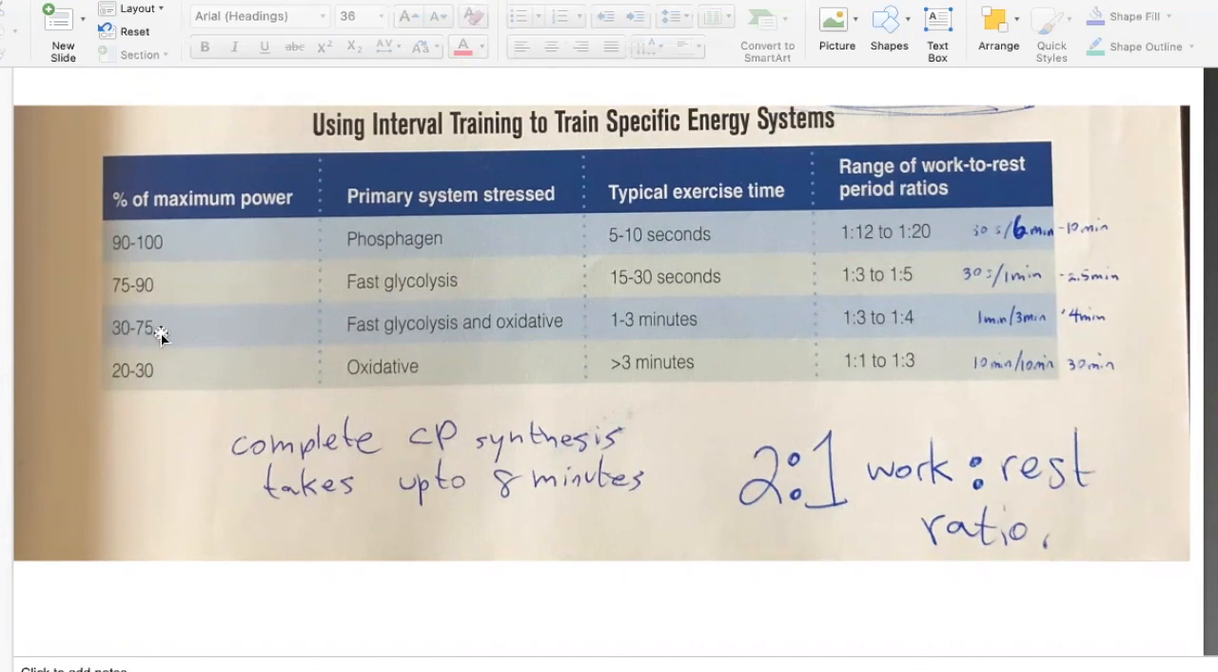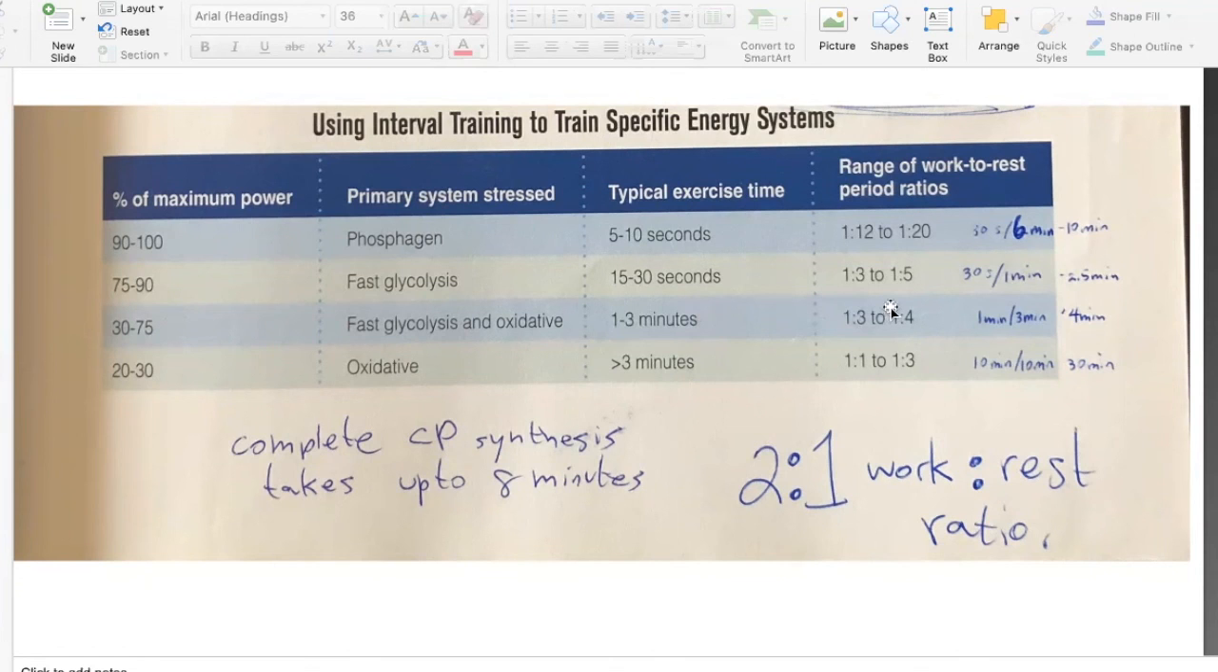So 30 to 75% of maximum power probably is what a hockey shift is. Sometimes you're skating all out, but sometimes you're just gliding down the ice, waiting for the puck to come to you or whatever. You're using your fast glycolysis and oxidative system. Your exercise time is about 1 to 3 minutes, 2.5 minute shift, and you want to rest for 3 to 4 times that amount. So if your shift is 2 minutes, the amount of rest should be about 6 minutes. So he's got a 2 minute on and 6 minute off.